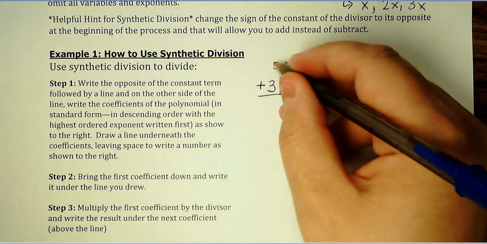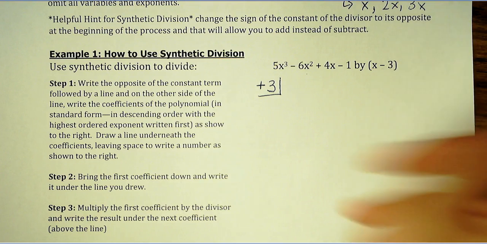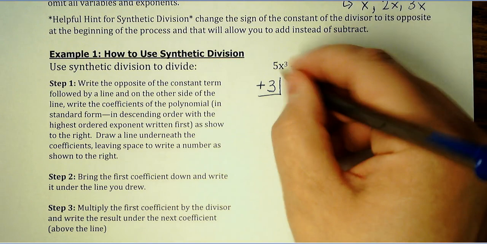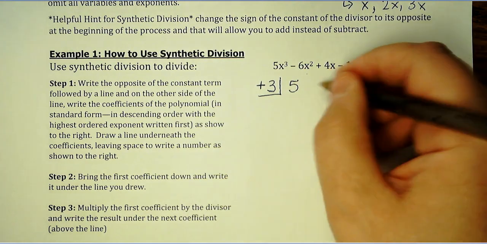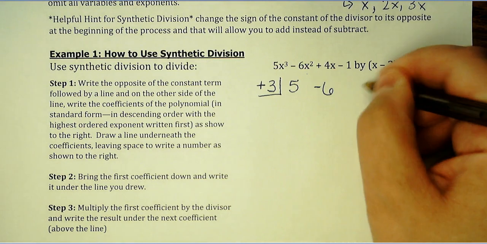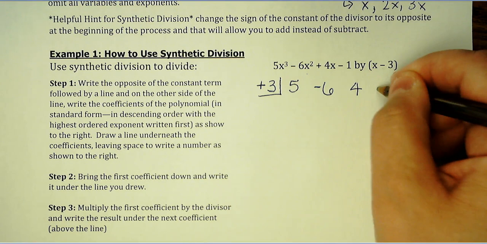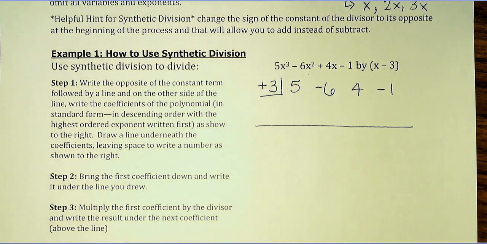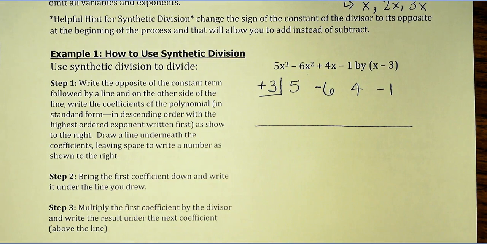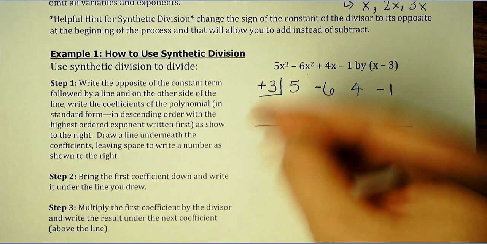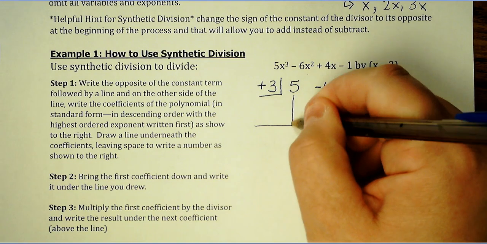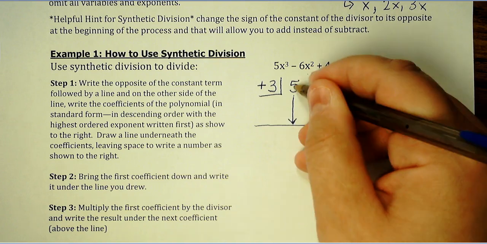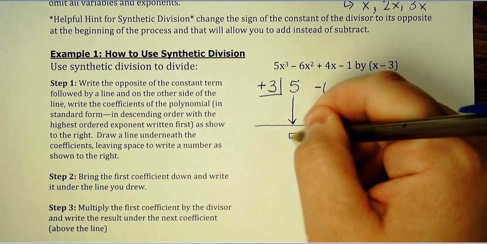Then you're going to write down the coefficients of each of the terms here. So I have 5x cubed, so I just write the 5, negative 6x squared, 4x, and negative 1. So just write the numbers. And then this process, the first step is the only one that's really different. Everything else just repeats. So you bring down the first coefficient. So 5 goes underneath the line.